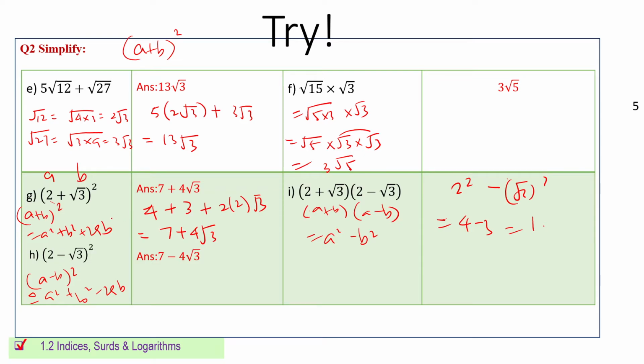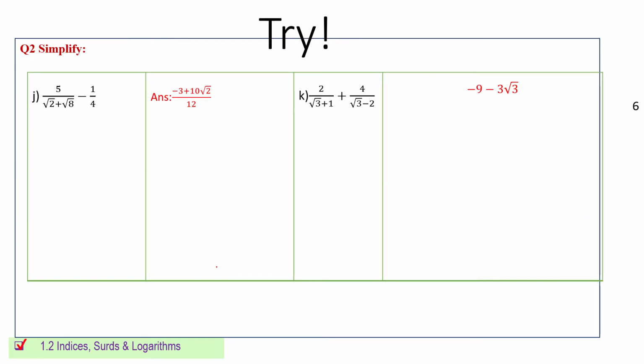For question H, the difference between G and H is only the sign. One is plus and one is minus. So for the minus, we're going to have a square plus b square minus 2ab. So the answer is 7 minus 4 root 3.